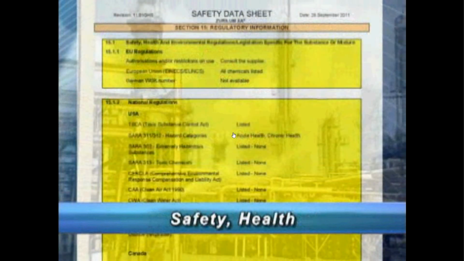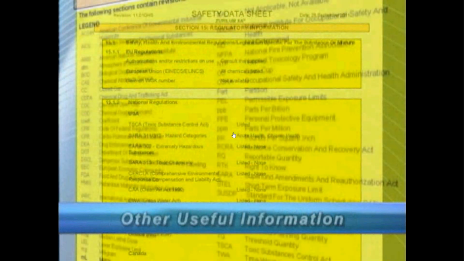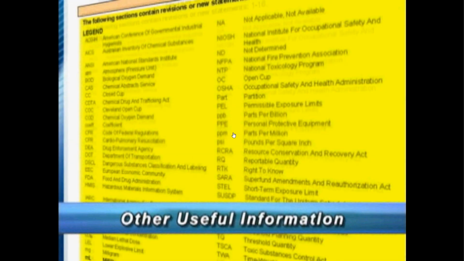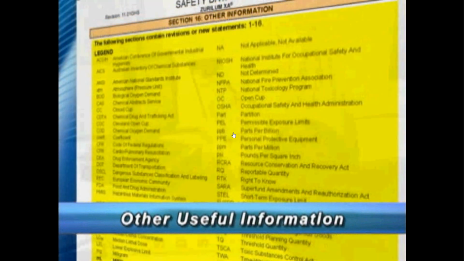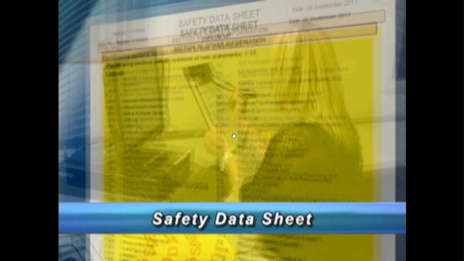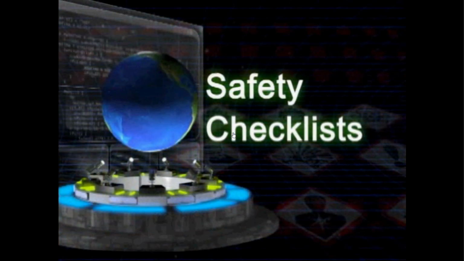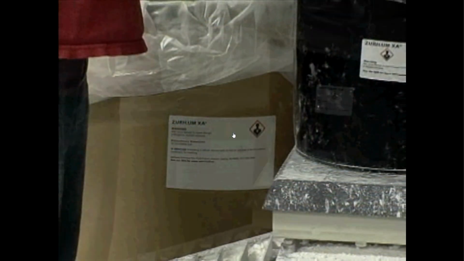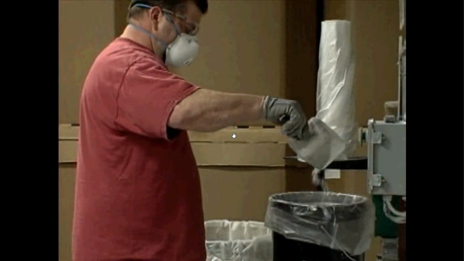Safety, health, and environmental regulations that pertain to the chemical are listed in Section 15. And Section 16 provides a catch-all location for any other information that may be useful to have on the document, including information on the preparation and revision of the safety data sheet. The GHS helps create a safer work environment by providing consistent safety information. But information alone isn't enough.